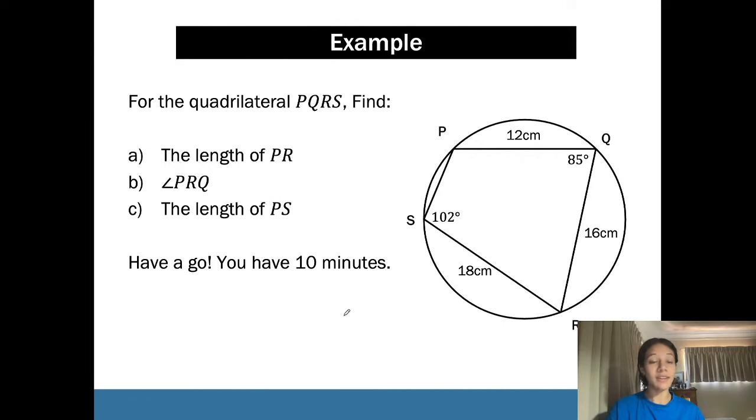All right, so we have another question here, a little bit more of a tricky one, with a quadrilateral PQRS. We want to find the length of PR, the angle PRQ, so with that angle in there, and then the length of PS. So I'll let you guys have a go at that.